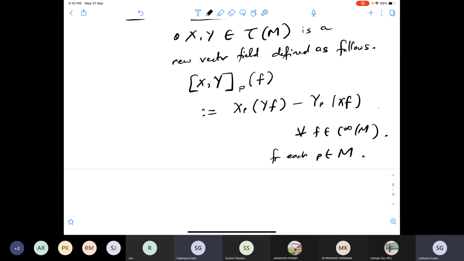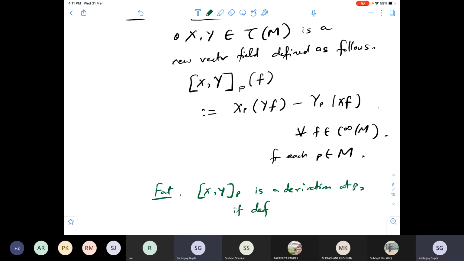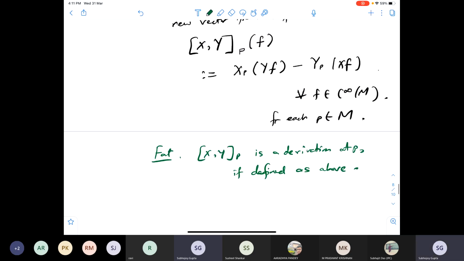And then the fact is that [X, Y]_p is a derivation at p if defined this way. So it's a tangent vector, and so this defines a vector field, and since X and Y are smooth vector fields, it's easy to show that this is also going to be a smooth vector field.